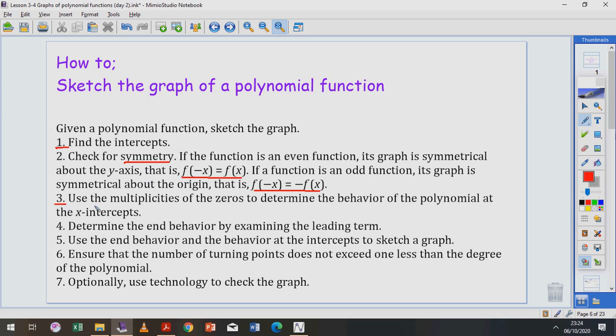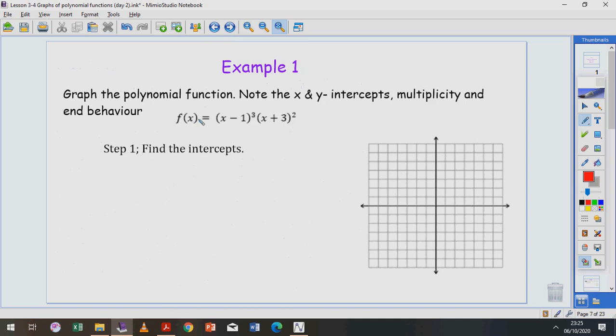3, use the multiplicities. Remember, multiplicity is the degree of the factor at the x-intercept. So check that multiplicity to determine the behavior of the polynomial at each of those x-intercepts. Then determine the end behavior by looking at the leading term. Talk about that a little bit. Then use the end behavior and the intercepts to sketch the graph. Check that your turning points do not exceed 1 less than the degree of the polynomial, and then you can use your graphing calculator to check whether your graph is correct. Let's look at an example about this.